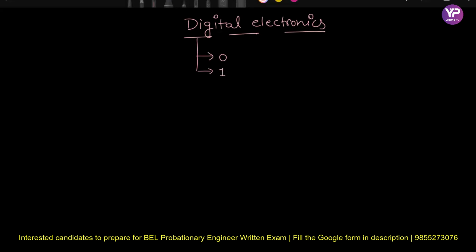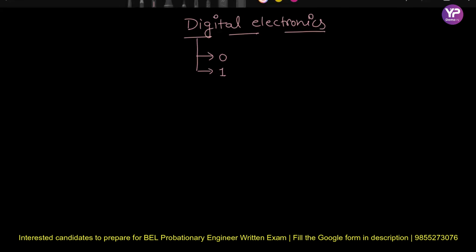So today we are going to start digital electronics, right? As you know, in digital electronics, we generally study the signals which have two values, either 0 or 1. We are dealing with zeros and ones. It means in digital electronics, there are only two things, either 0 or 1.